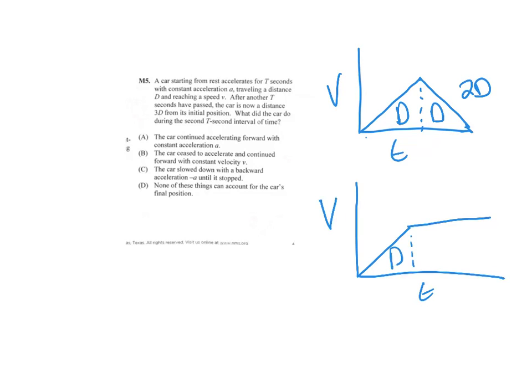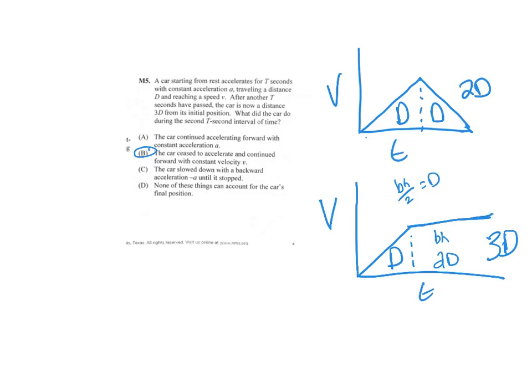Now, if this distance is d, then just think about it graphically. If this distance is d and you were doing base times height divided by 2 is equal to d, then if this is a rectangle, it's just base times height, so this would be 2d, giving you a total of 3d. Okay? So this is the answer, right? It's going to continue going at a constant speed. So the answer is B.